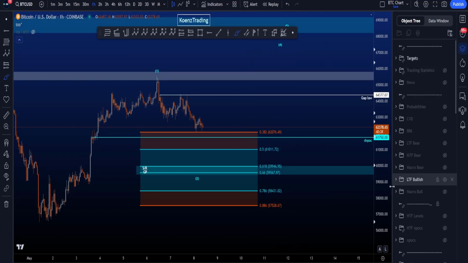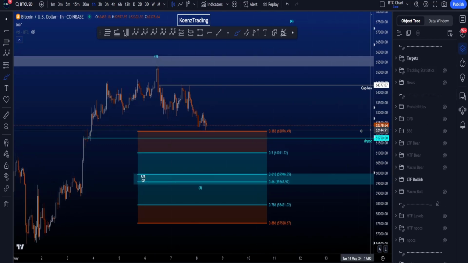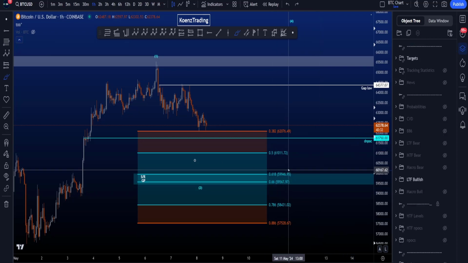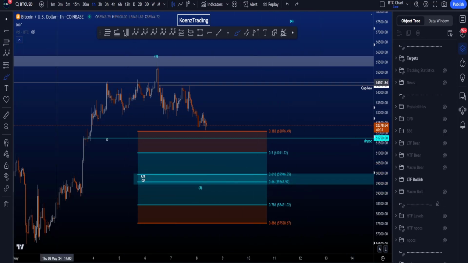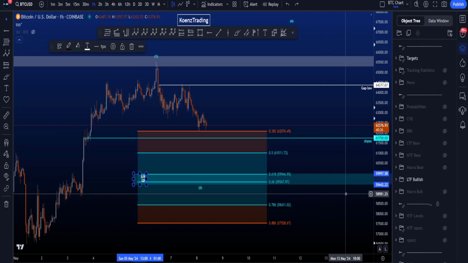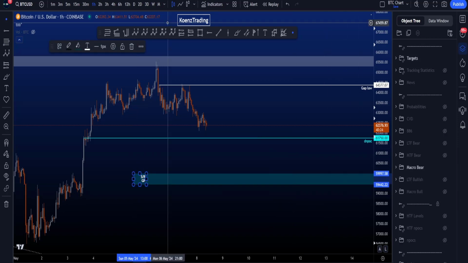We do have some additional support in this area. First of all, the daily naked point of control at 61,750, and then around the golden pocket we have the blue box over here with some extra confluences between 59.4k and 60k.